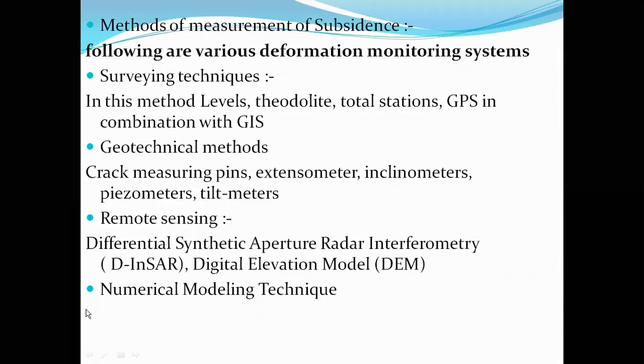Next, coming to the remote sensing method. These are the most advanced methods, in which differential synthetic aperture radar, DInSAR, and digital elevation model techniques are used. Using remote sensing, we take photographs of that particular area at various time intervals, and by comparing the photographs, we can easily determine how much the deformation on the surface is, and how exactly the corresponding topology got changed.